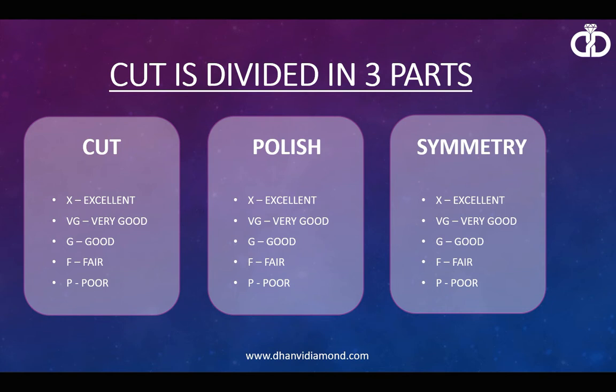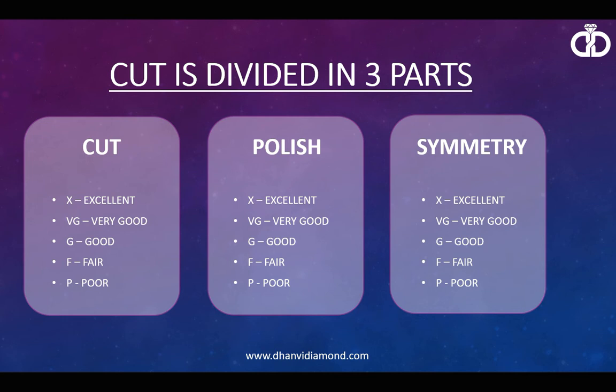So cut is divided basically into 3 parts after the shape, which are cut, polish and symmetry. They are basically defined by 5 grades, which are X, VG, G, F and P. X stands for excellent, VG is for very good, G is for good, F is for fair and P is for poor.